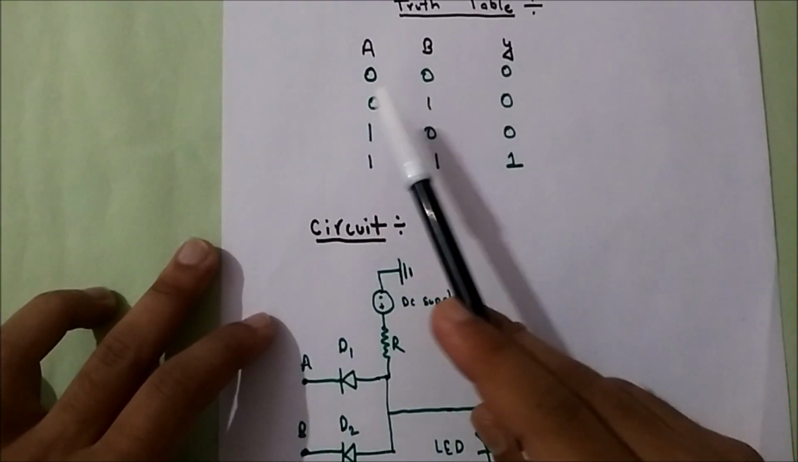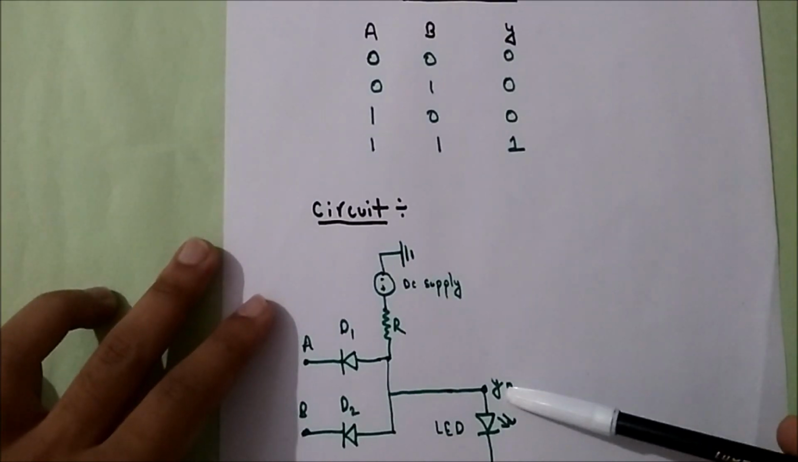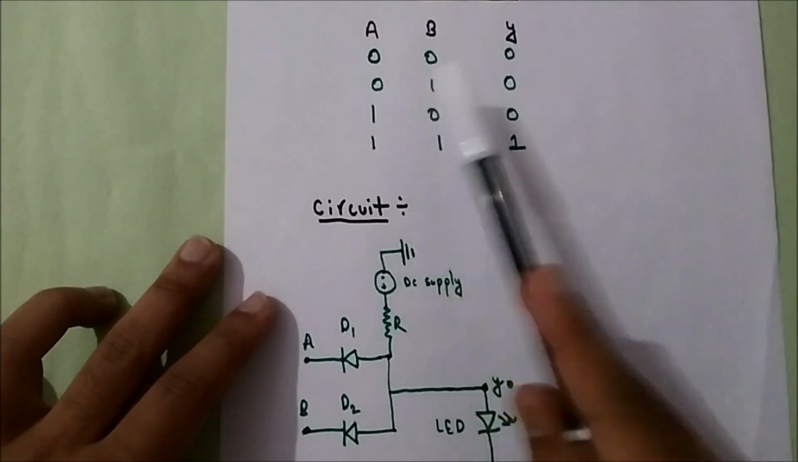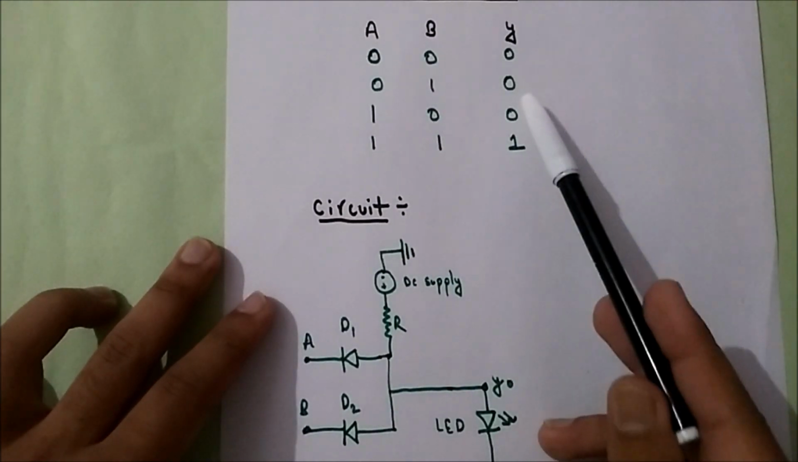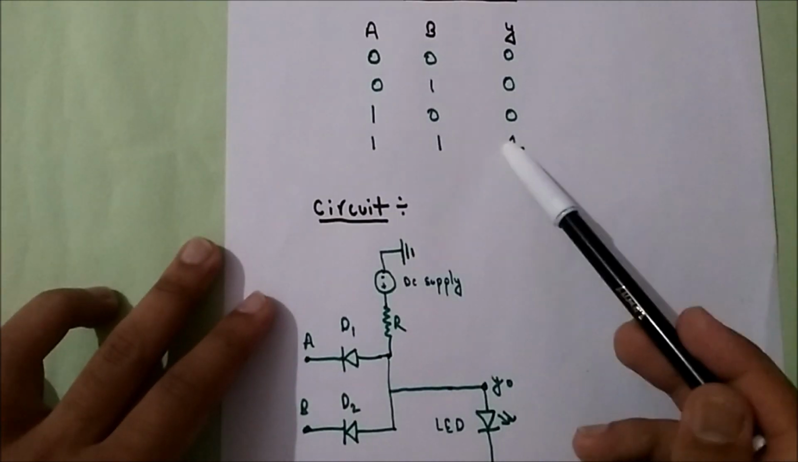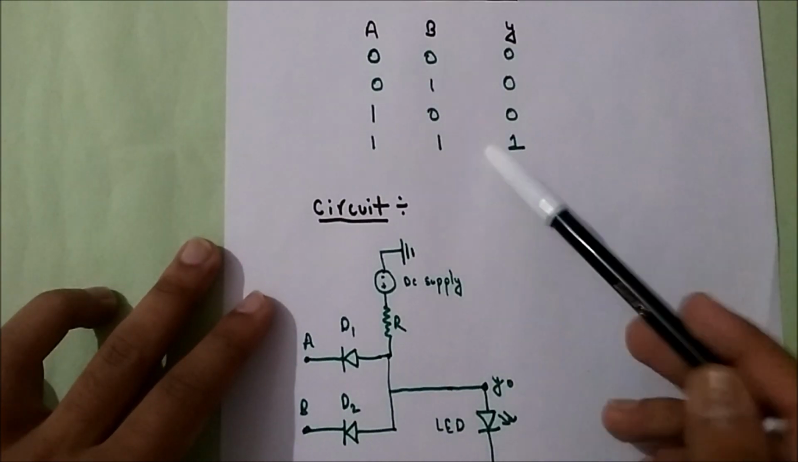Now here A, B are inputs and Y is the output. If either of the inputs is 0, then you'll always get 0. Only if both are 1 will you get 1. You can see for 0 0 it's 0, 0 1 it's 0, 1 0 it's 0, 1 1 it's 1.